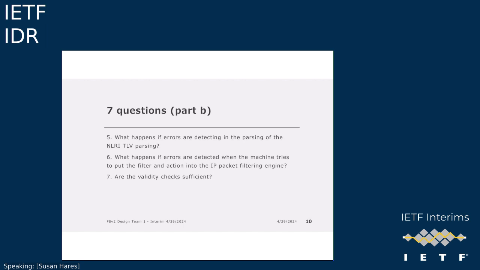Are the validity checks sufficient in the current one? FlowSpec V1, the V1 for IPv4 and the V1 for IPv6 and the inter-AS editions, did a lot of checks to make sure validity was correct. So those are questions I'd like to try to pick up next week to see if we can get some initial feedback on that.